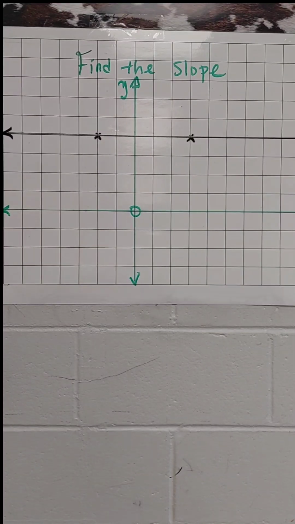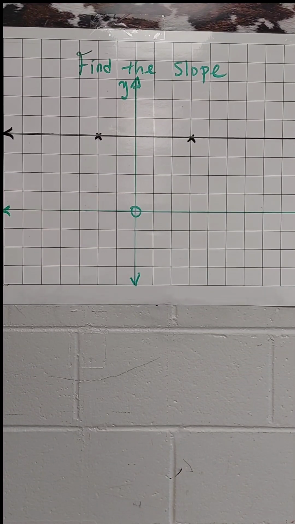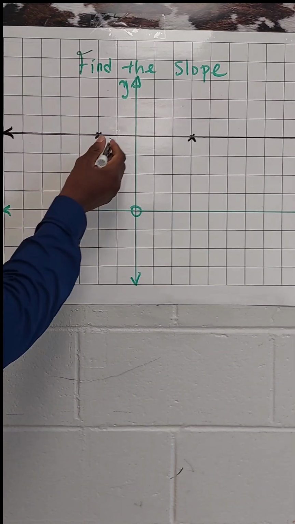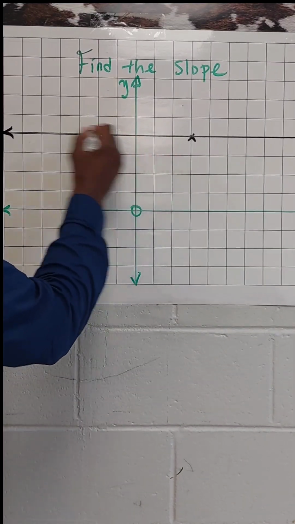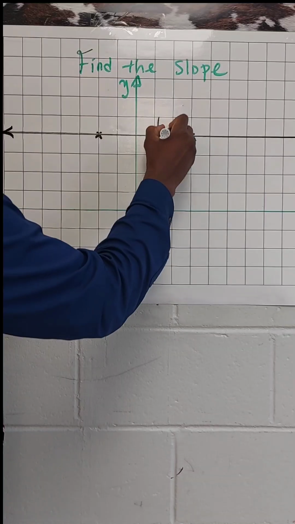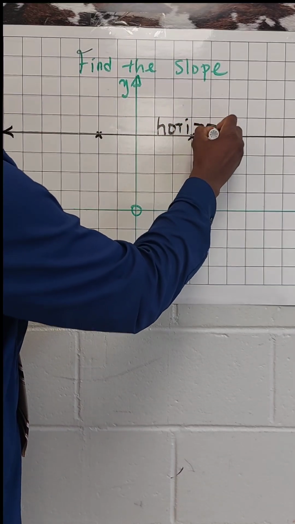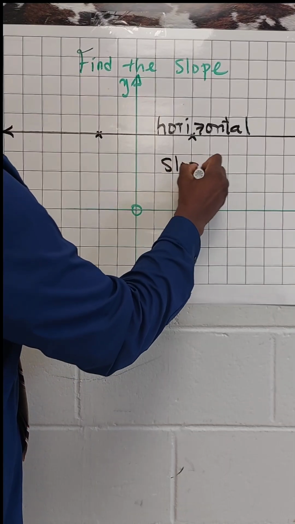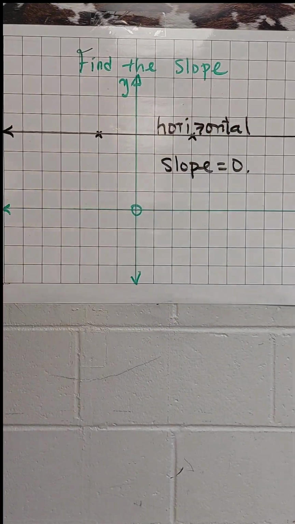Another word for a slope is a slant. Does a horizontal line have a slope? We'll find out. So does this line have a rise? No. So any horizontal line, so this line is horizontal, that means the slope is 0. So a horizontal line has a slope of 0.